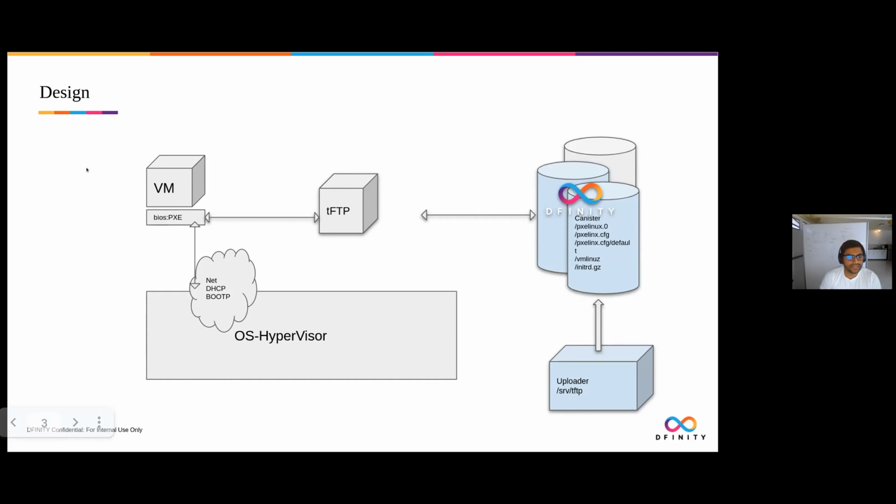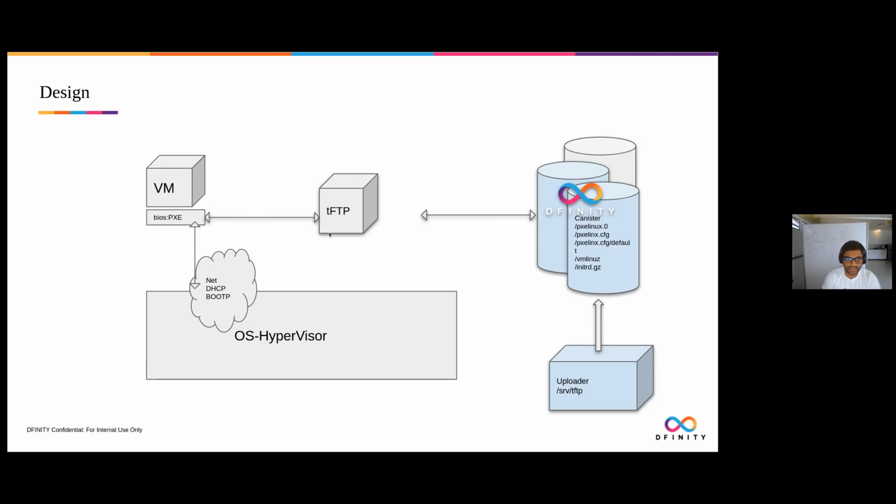So the design is you have the legacy infrastructure on the right hand side and what we built on the left hand side. So you have a VM which boots over PXE. PXE is a pre-boot execution environment. It's a BIOS environment which lets you get an IP and a location of the BOOTP server. So PXE gets those from the underlying OS hypervisor. We use the QEMU network to set up the BOOTP such that it points to our TFTP server, which runs on the same hypervisor.